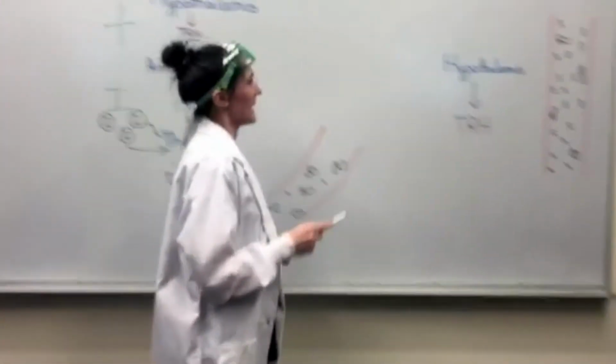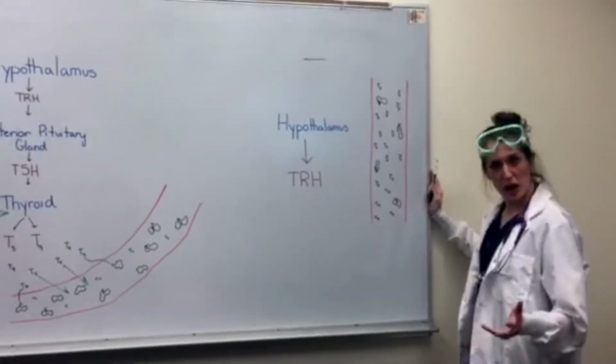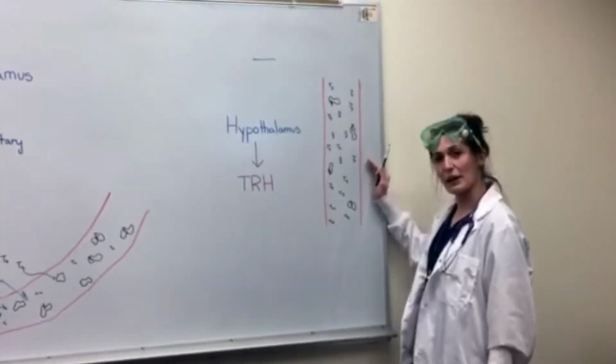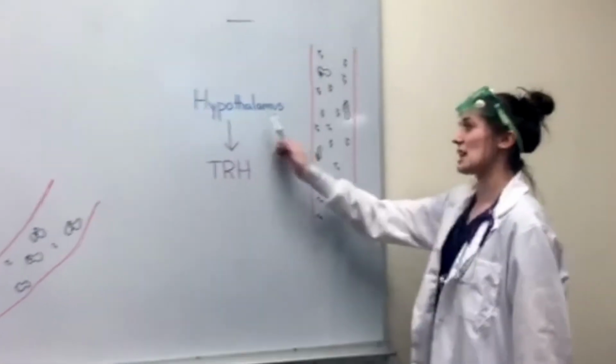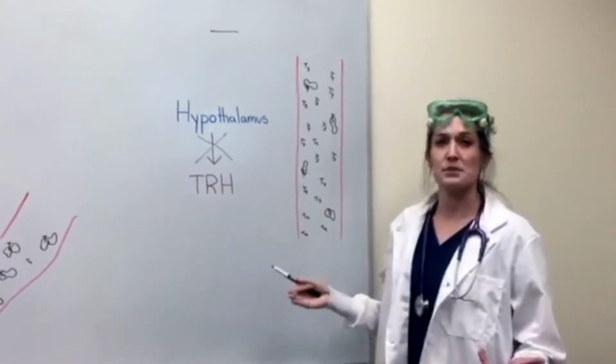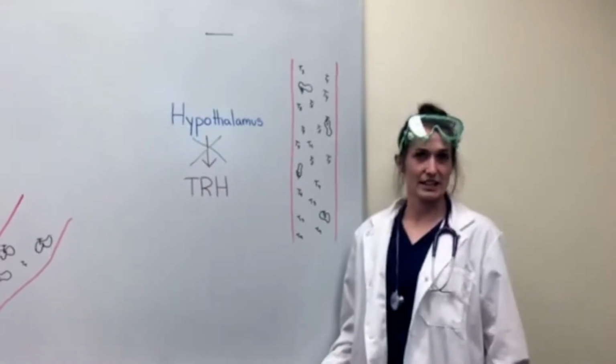Now we're going to go to our negative feedback loop. Negative feedback loop is about the opposite. When you have too much free thyroid hormones in the bloodstream, it tells the hypothalamus to stop secreting thyroid releasing hormone, which stops the entire process of those thyroid hormones being stimulated and secreted.